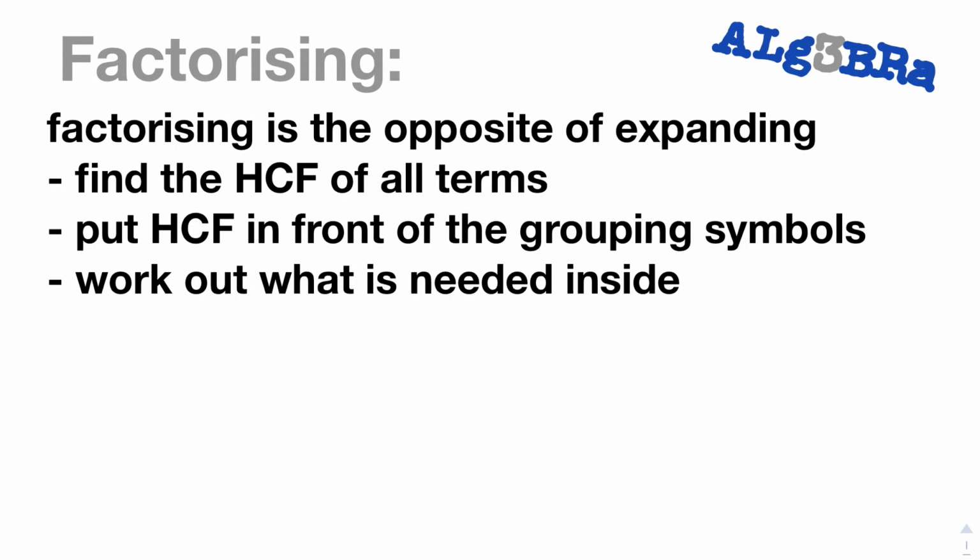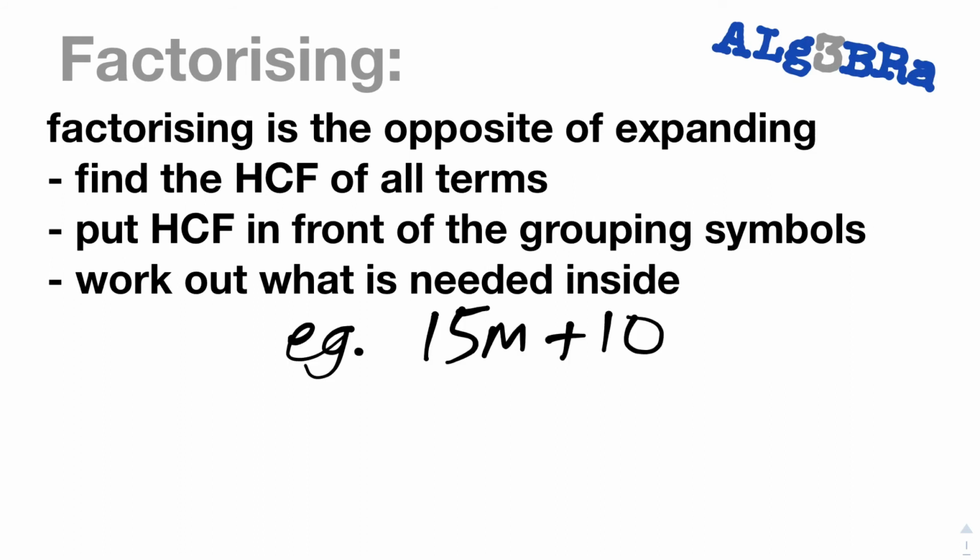When it comes to factorising, it's the opposite of expanding. And the steps are that we find the highest common factor of all the terms, we put that highest common factor in front of the grouping symbols, and then we work out what is needed inside the grouping symbols.